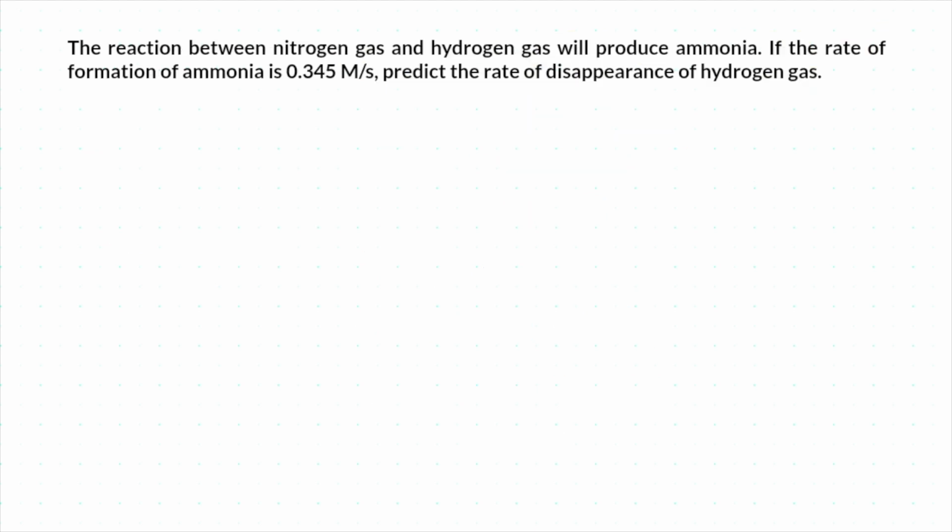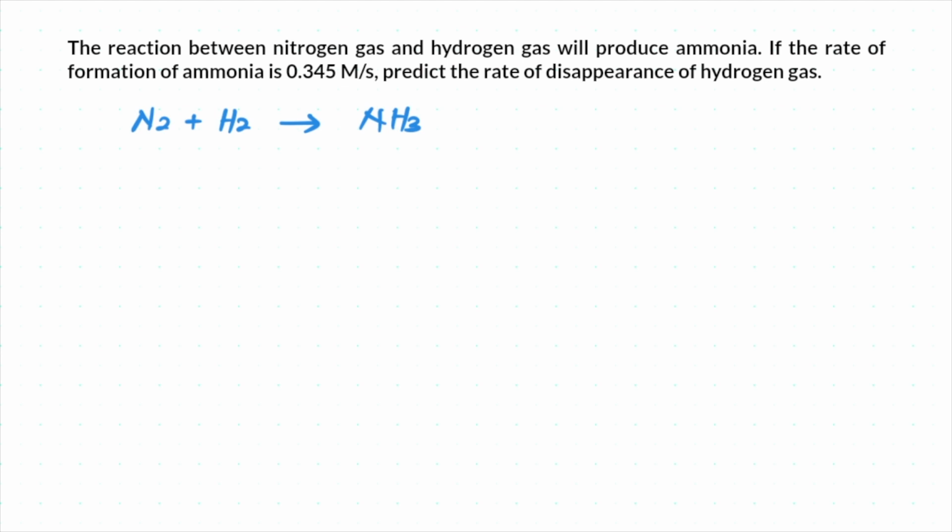Alright, we are now at the final question for this week's video. The reaction between nitrogen gas and hydrogen gas will produce ammonia. If the rate of formation of ammonia is 0.345 molar per second, predict the rate of disappearance of hydrogen gas. The first step to answer this question is to write the balanced equation for this reaction. So nitrogen gas and hydrogen gas will produce ammonia. We need to balance this equation.